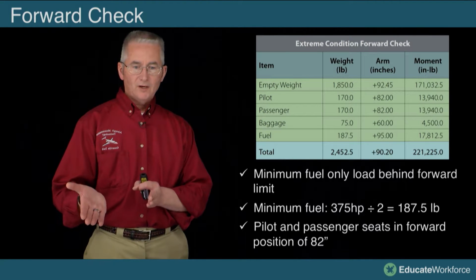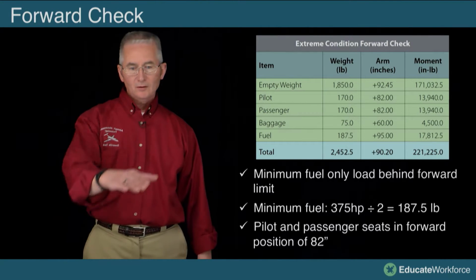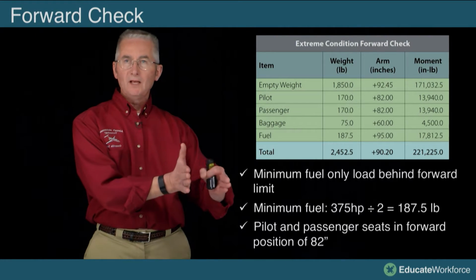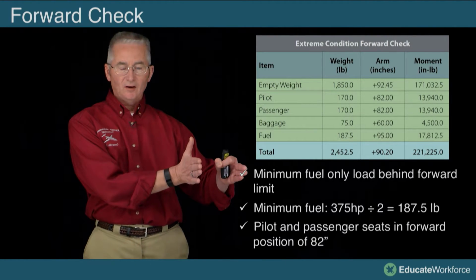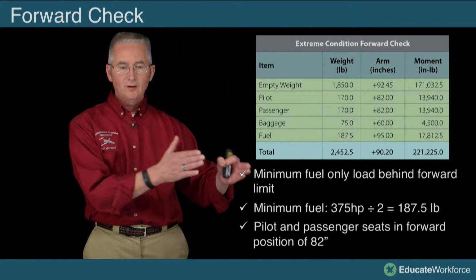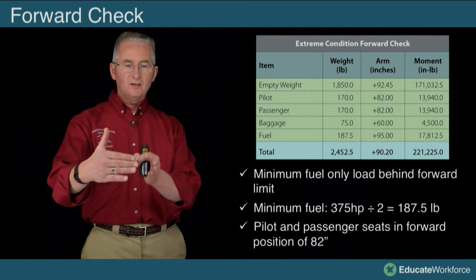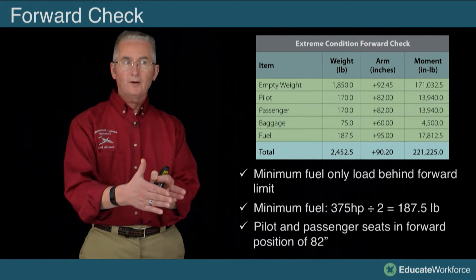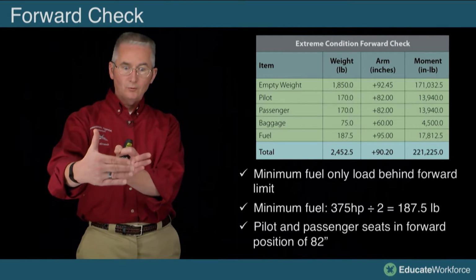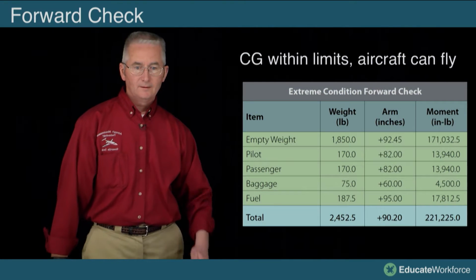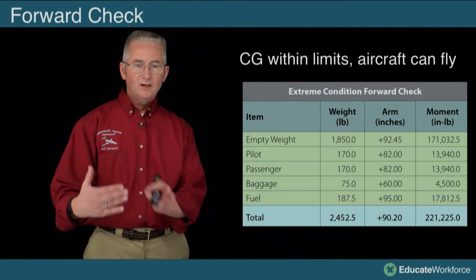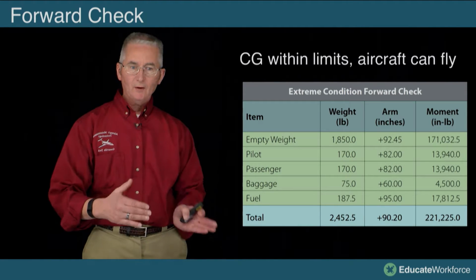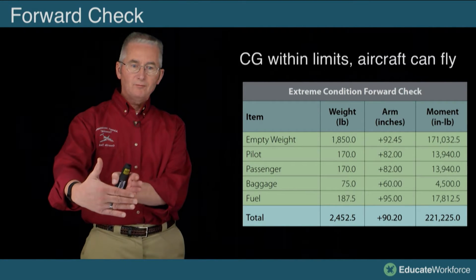For our forward check, we did our METO, our minimum fuel for a 375 horsepower engine, so we're going to need a minimum of 187.5 pounds. We've got a pilot and a passenger seated in a forward seat. They're at position 82. Again, is 82 forward of 90? Yes, it is. So they're both going to be full. The CG does fall within limits at 90.2 inches, so we're happy with that. We've done an extreme forward check.